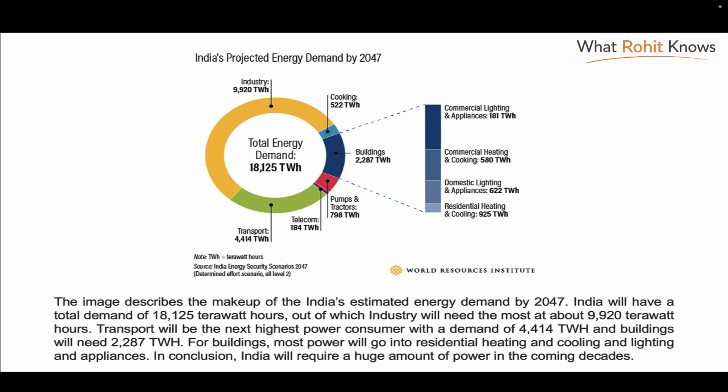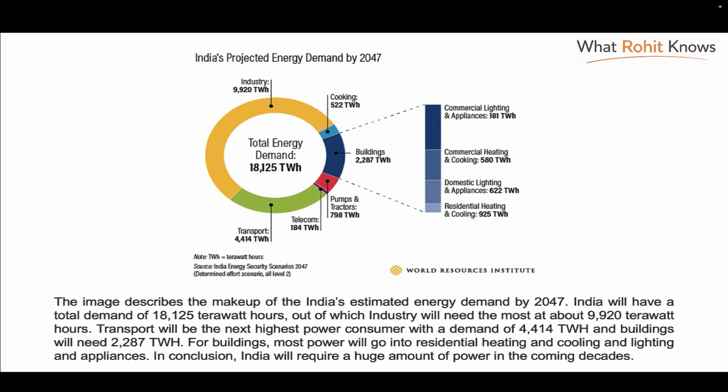What else is written? It's written industry will consume this many TWH, total energy demand will be this TWH. And then if you look at the bottom, there's a note that TWH stands for terawatt hours. And there's also the source of this information, but you don't need to mention everything in your response. So that's why we don't say it describes the estimated energy demand by 2047 and the source is blah, blah, blah. We don't do that. You have to just mention enough that tells us what that image is about, and then move on to the key points.